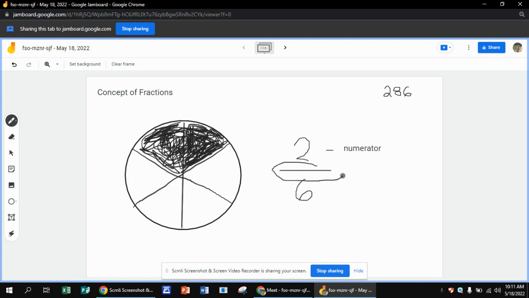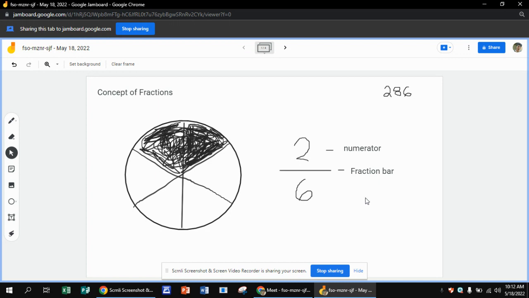And this line, we call it the fraction bar. Everybody say fraction bar. Fraction bar. The only purpose of the fraction bar is to separate the numerator and the denominator.